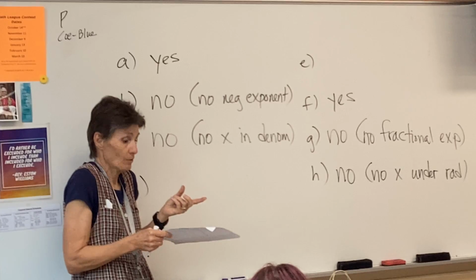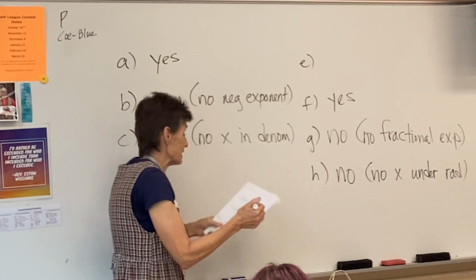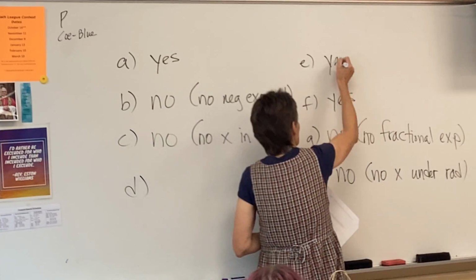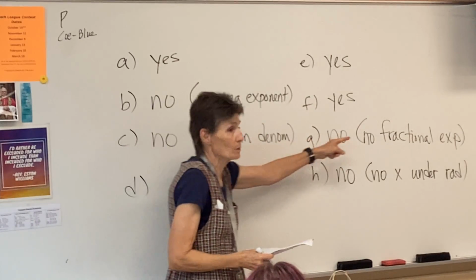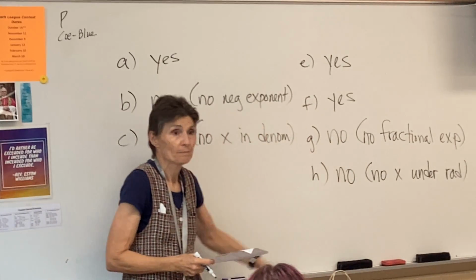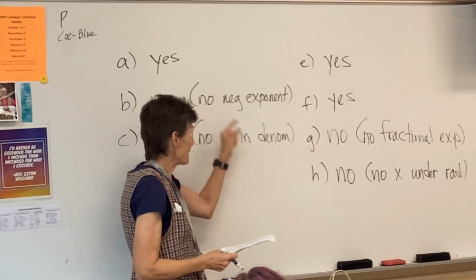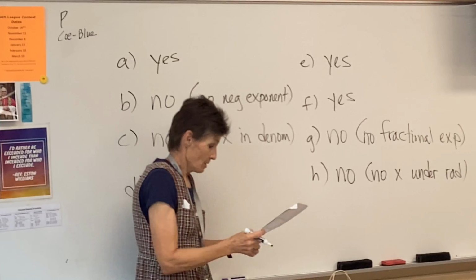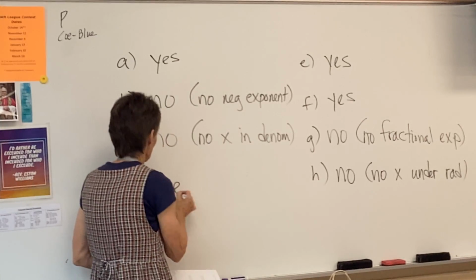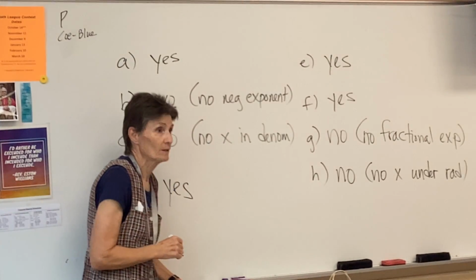No X under it. E, would you say E is a yes? Yeah, because here are your 4 rules. There are 4 rules. And if you don't break any of those rules, then you're a yes. So D is a yes. And that's it, we filled them in.